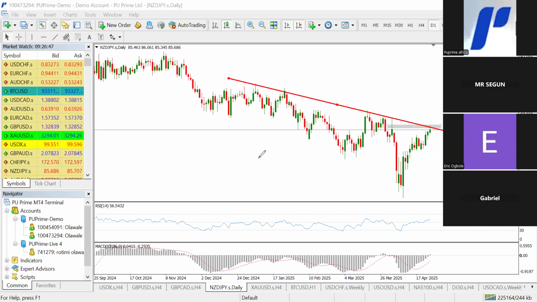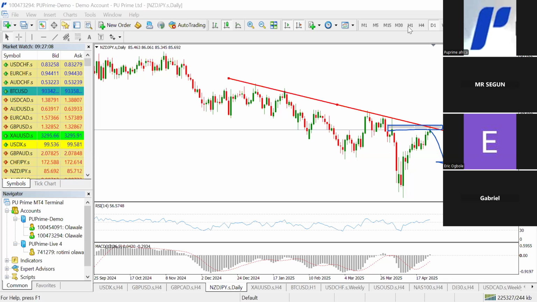So as I was saying, we have a descending trend line on the New Zealand JPY on the 1 hour. This is expected to give a further bearish movement on the New Zealand JPY. And there's also a resistance zone up there. And price is currently testing that resistance zone. This is another indication of a bearish movement on this instrument.